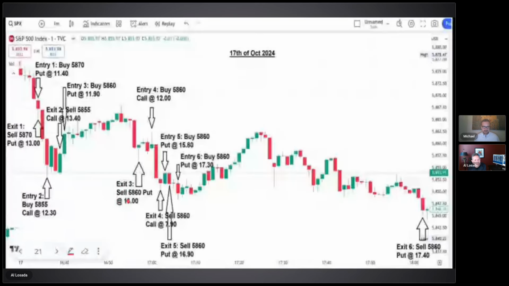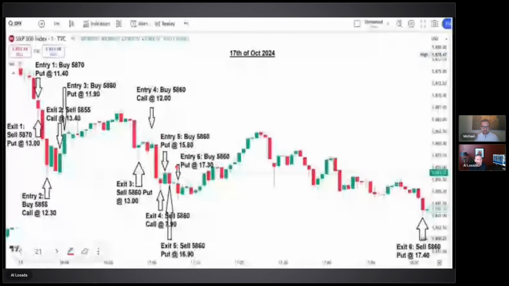So then a couple of minutes later, I bought the 5860 call for 12. And this one went right away against us, so I decided in this case to sell for 790. So this case was a loser. So I then entered into the 5th trade. It was the 5860 put again for 1580. And 1 minute later, we could already sell it for 1690 for a profit target.